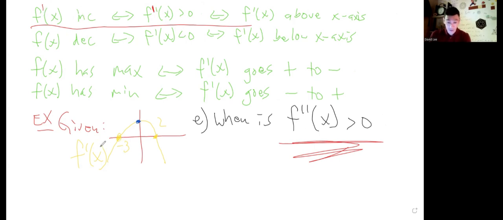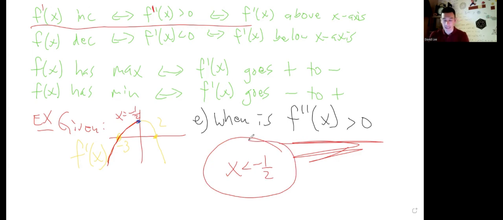So when is, and you're looking at the picture of the first derivative, when is this increasing? It's increasing all up until you hit the vertex, which we said was at -1/2. So the second derivative is positive when the first derivative is increasing. You're looking at the picture of the first derivative, and it's increasing up until here. So it's increasing before we reach -1/2. So that would be the answer to that question.